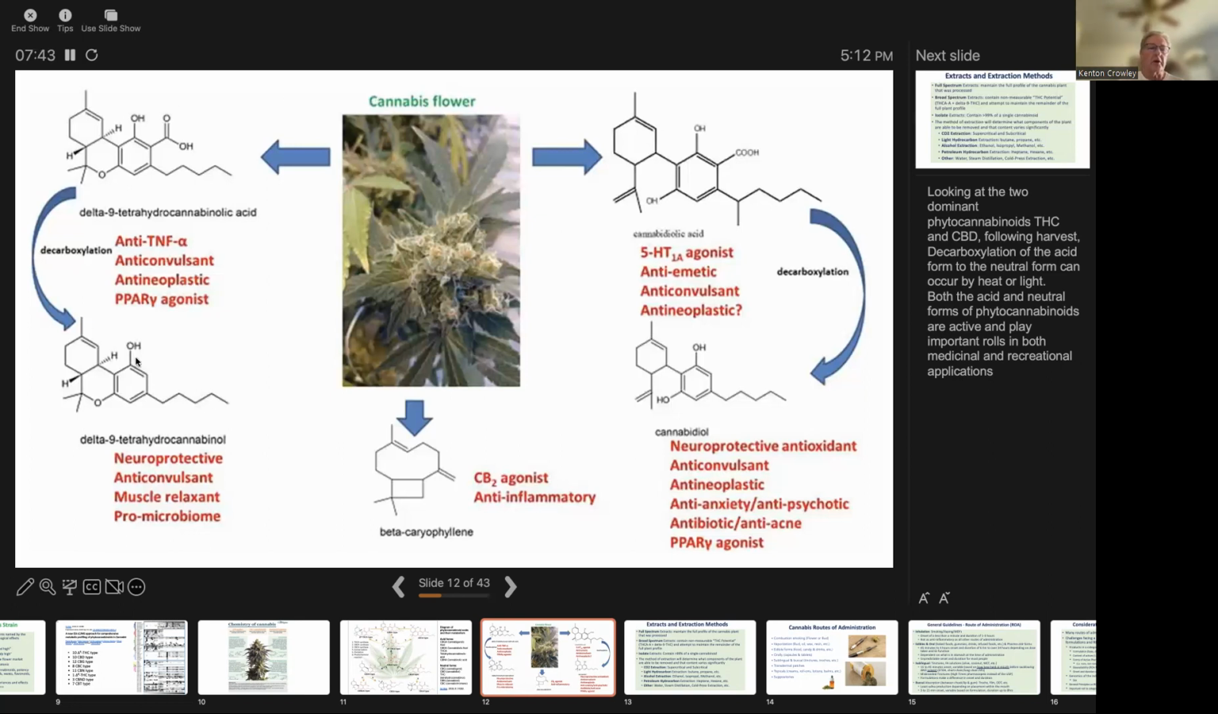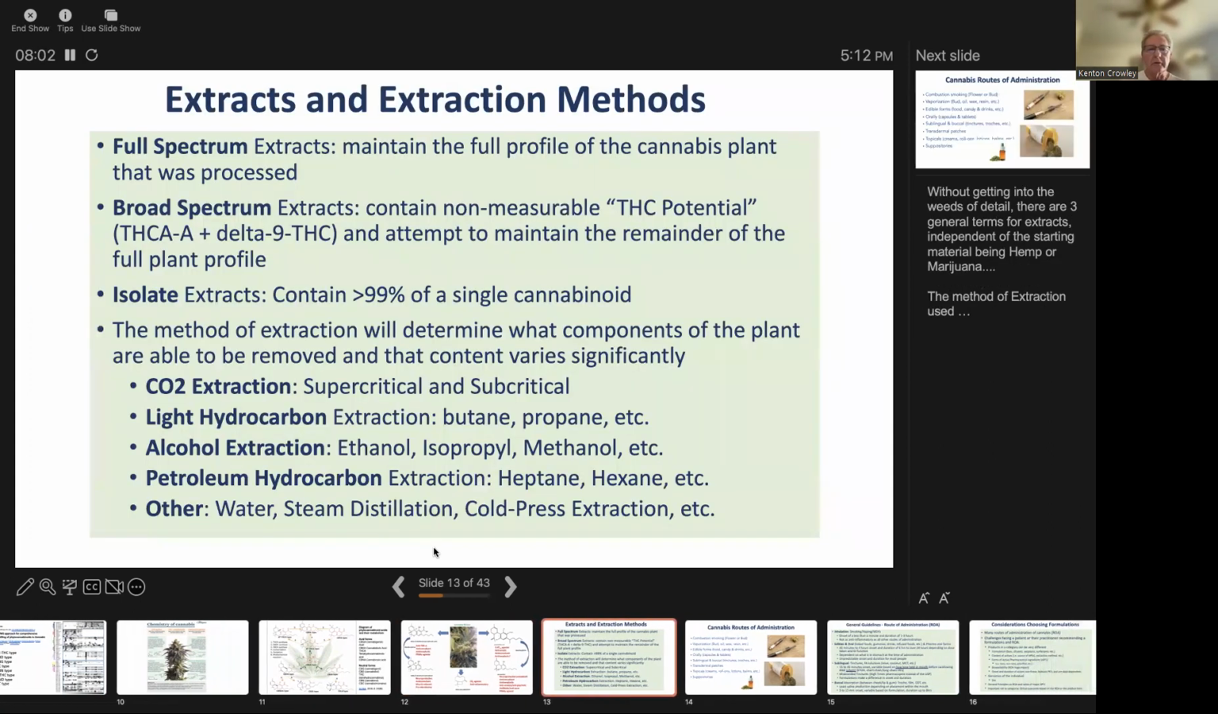It's remarkable that there's so much activity with phytocannabinoids, and even a terpene, beta-caryophyllene, is an agonist at the CB2 receptor.